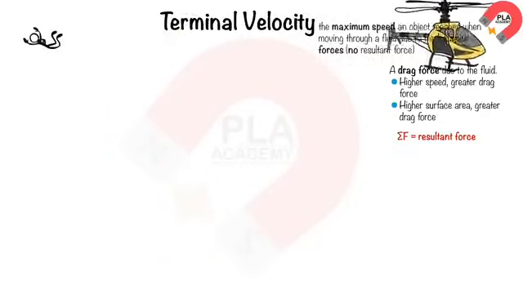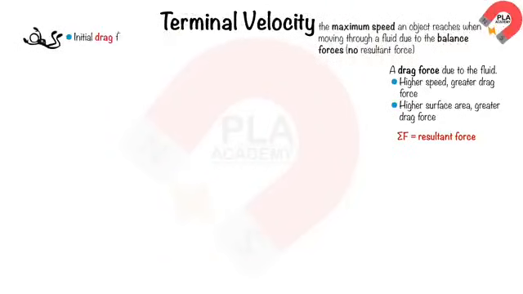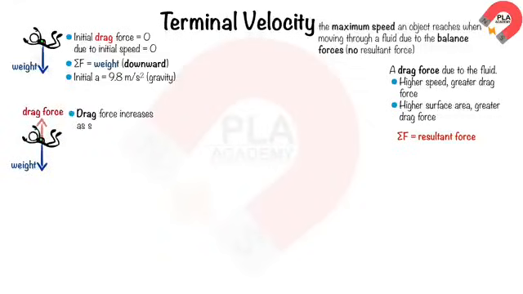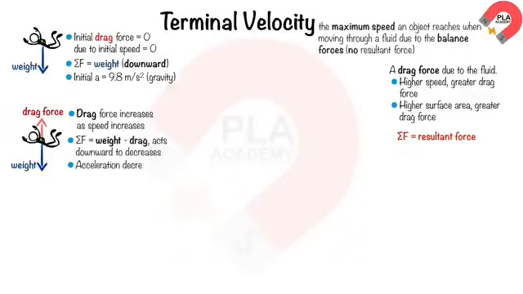When a skydiver jumps out of an airplane, they are initially at rest. Drag force is zero because their speed is zero. Only weight acts on them downward, so the resultant force is equal to their weight. Since their initial acceleration is 9.8 meters per second squared, this causes their speed to increase from zero, and the drag force also increases. As time passes, the drag force acting upward increases as speed increases. The resultant force is equal to their weight minus drag force, which acts downward, to decrease. This causes their acceleration to also decrease.